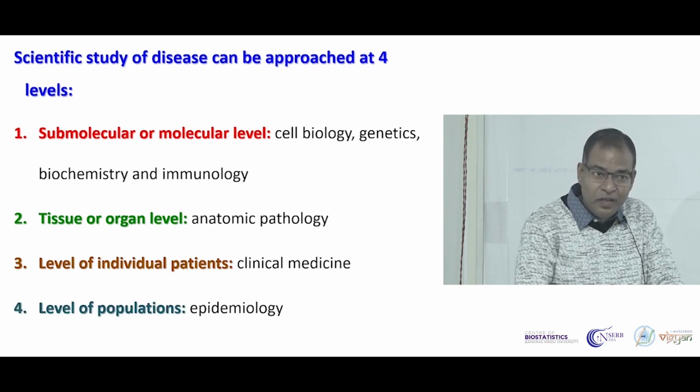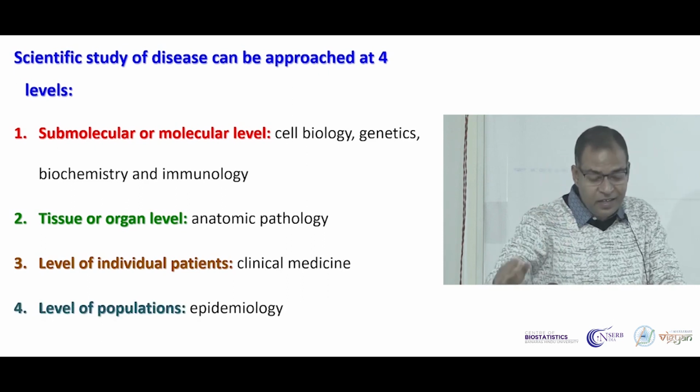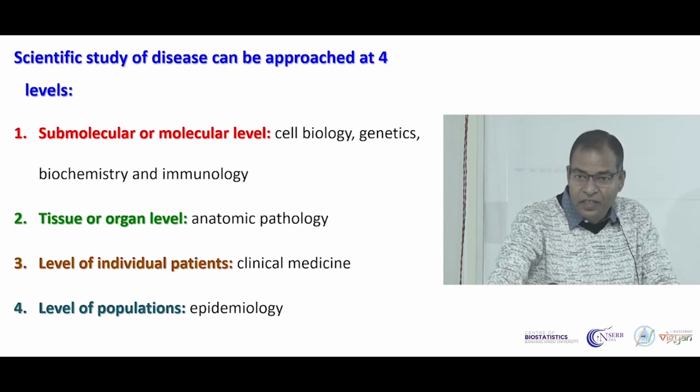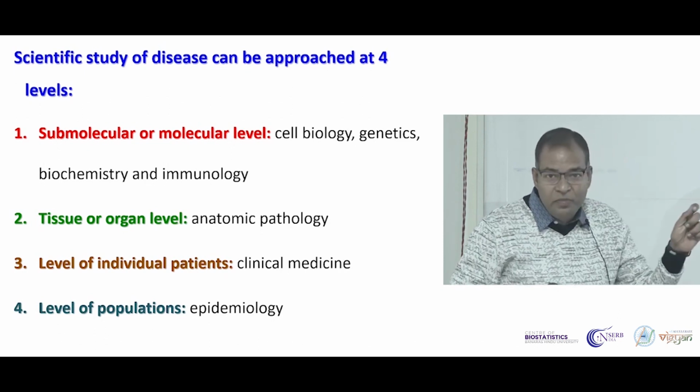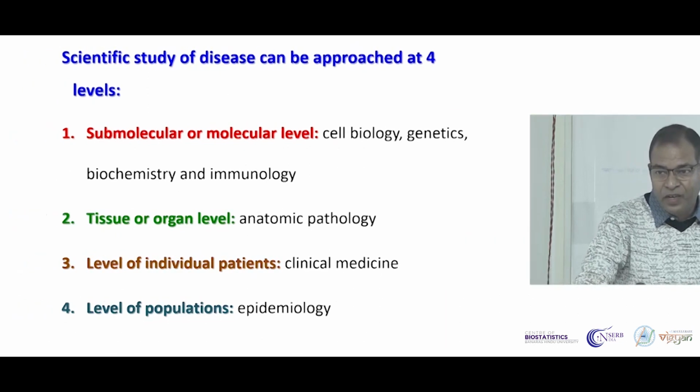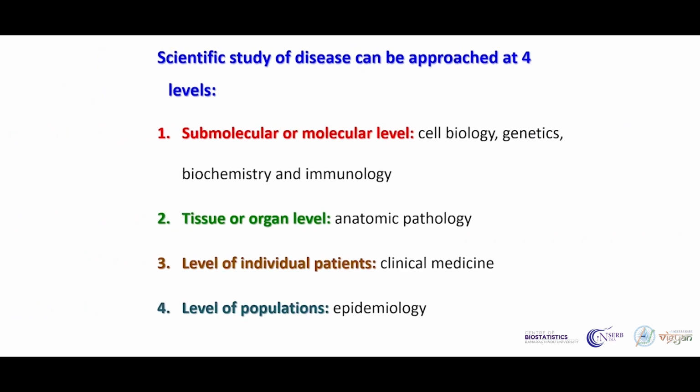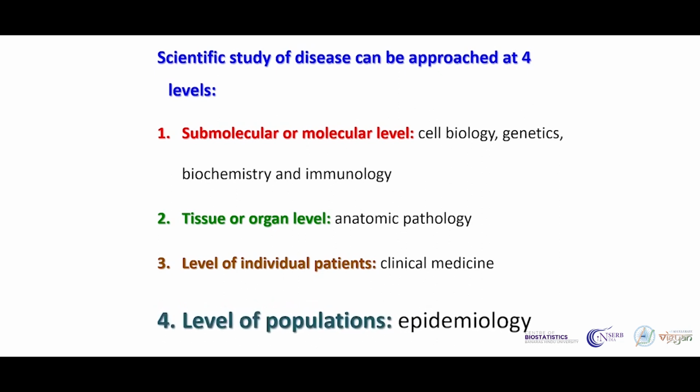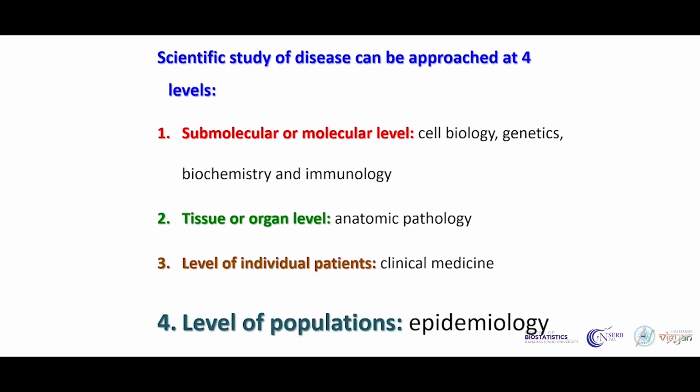When we think about something much broader than individual patients, we think about the level of population. It is basically the domain of epidemiology. Is this clear to all of you? We started with the molecular level, then came to the tissue or organ level, then the individual patient level, and then the much broader perspective is the level of population, when we talk about epidemiology. So please remember, epidemiology deals at the level of population.